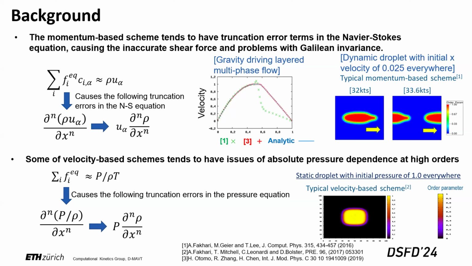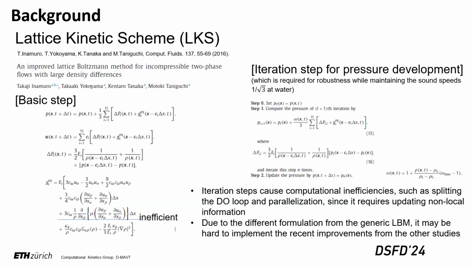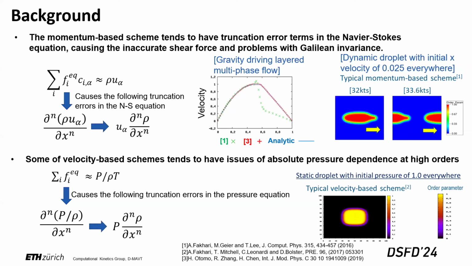For example, we simulate static droplets with a very high ambient pressure, like 1 in lattice units. Then we get a distorted droplet. It may depend on the surface tension model, but this is an example where we observe this kind of issue. So we would like to solve this issue.